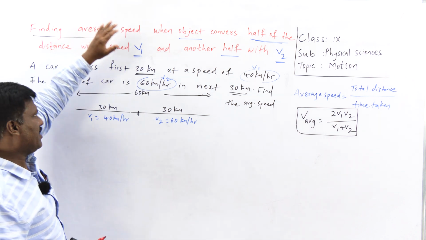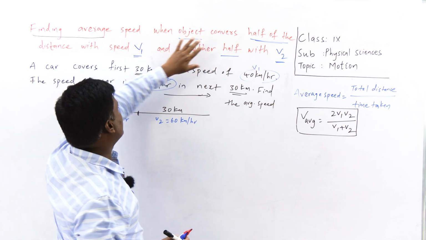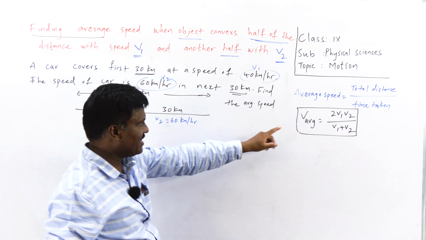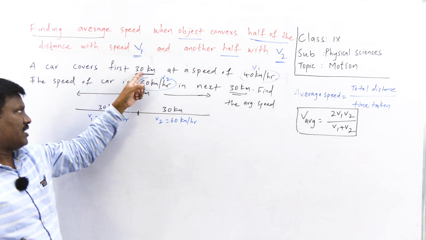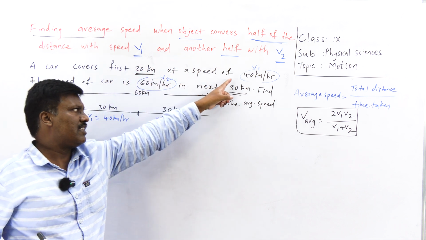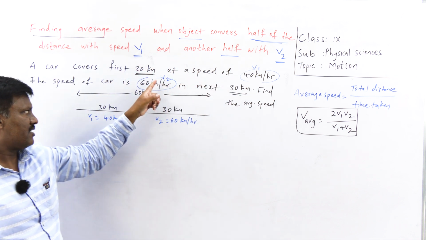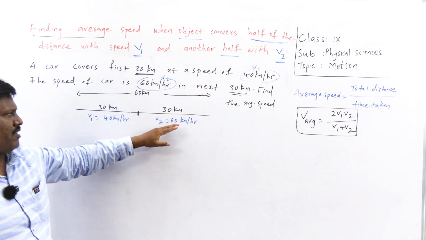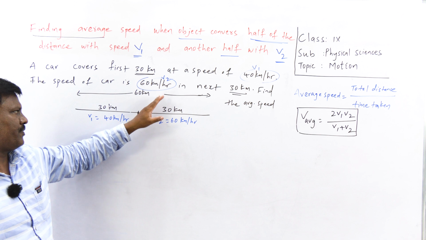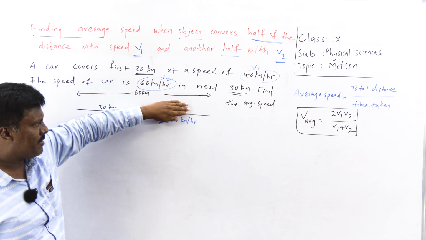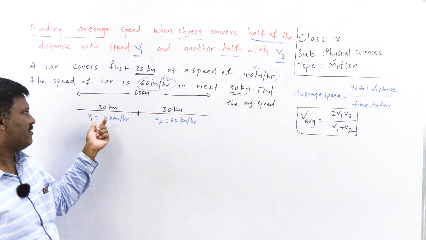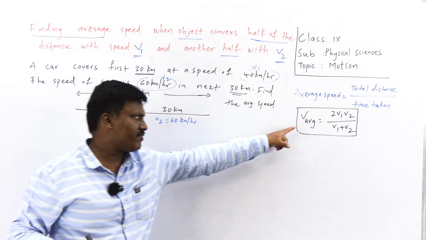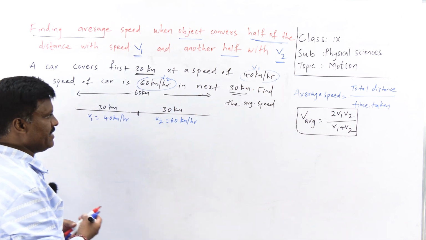Now the condition is satisfied. This condition is satisfied because half of the distance is with V1, half of the distance with V2, so we have to use this formula directly. Is that condition satisfied? Yes. First 30 kilometers it is going with 40 km per hour. Next 30 kilometers it is traveling with 60 km per hour. So here the distance is the same. First whatever the distance, next also the same distance. So half distance with one speed, half distance with the other speed. So the condition is satisfied. Can we use this formula? Yes, we can use that formula easily.